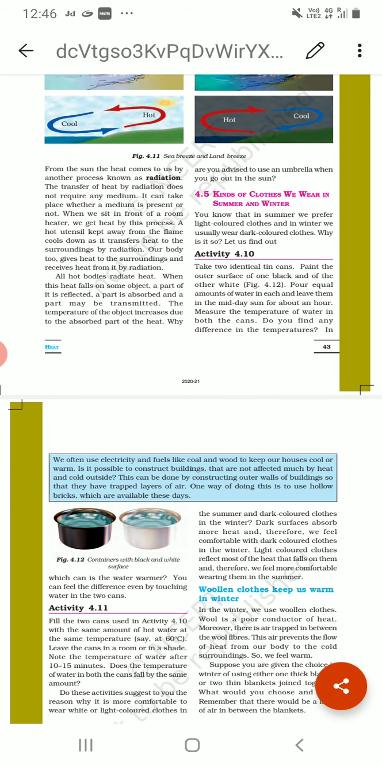Now see the kinds of clothes we wear in summer and winter. You know that in summer we prefer light colored clothes and in winter we usually wear dark colored clothes. Why is it so? So let us find out.